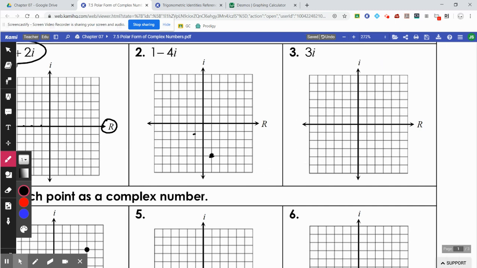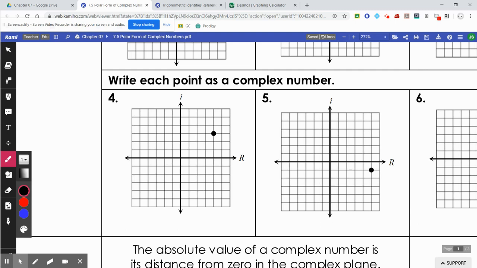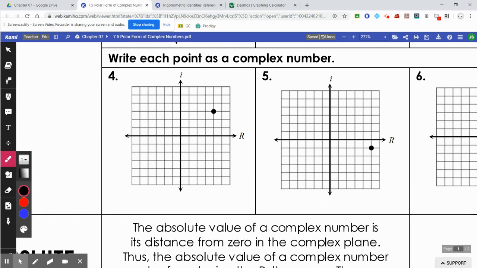So super simple. Now, 3i is the same thing as 0 plus 3i, so it doesn't have a real part. So this is kind of like a quadrantal angle. It's going to be located on your imaginary axis. So there's 3i.